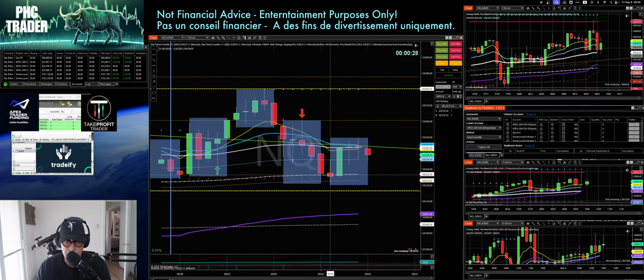This is the opening range. Yellow to yellow. That's the 15-minute opening range. The opening range is the candle on the first 15 minutes with the wick the highest, which is this one here, and the wick the lowest, which is this one.